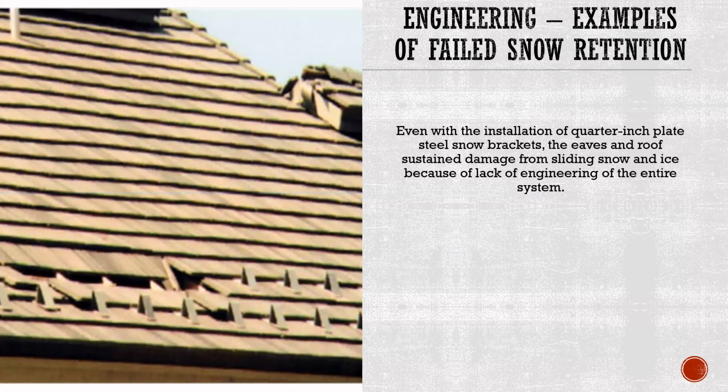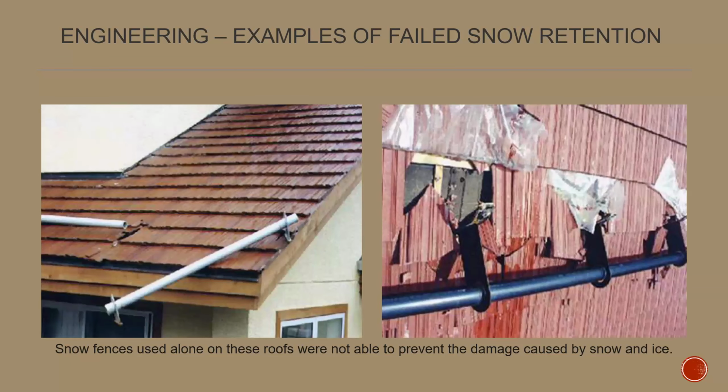So no matter how strong your product is, these are 1/4-inch plate steel snow brackets on the eave of the roof, and that snow just came sliding into them and pulled out the sheathing. So making sure that the brackets are being utilized as a system, not just as a row along the eave, is very important. PVC pipe should not be on the roof as a snow retention device.